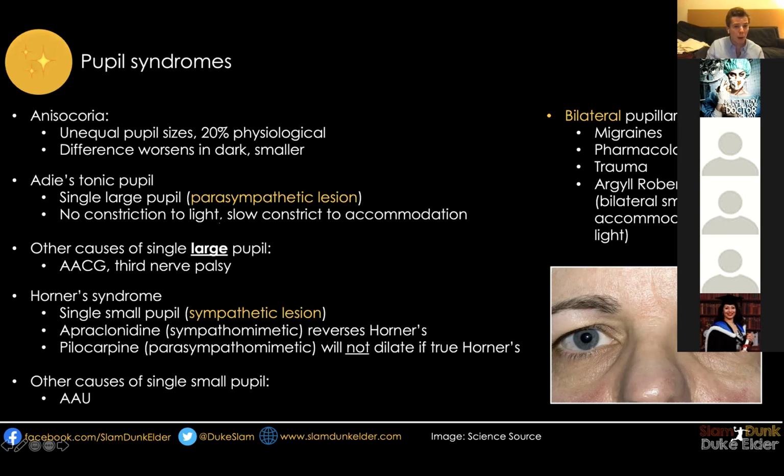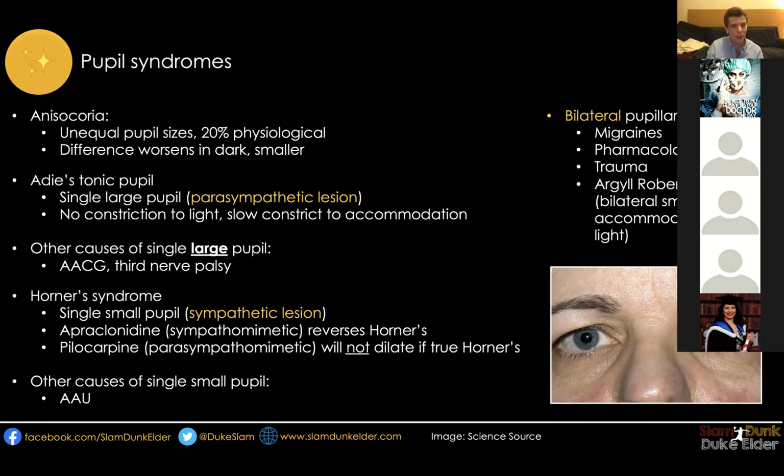Other forms of pupil abnormalities that you should be aware of, Adie's tonic pupil. This is usually a single large pupil, such as this. This is an Adie's tonic pupil, normal eye, slightly larger pupil, and this is due to a parasympathetic lesion. You get this dissociative effect, basically, where it can't constrict to light, okay?